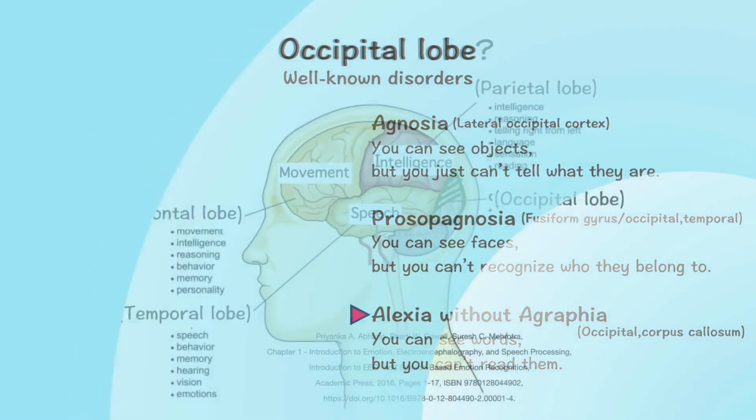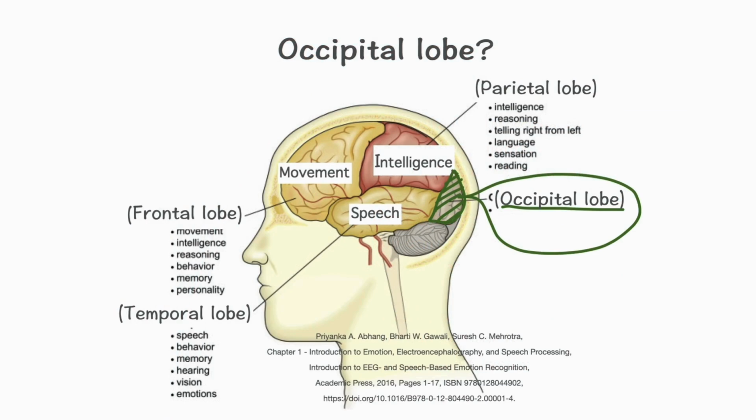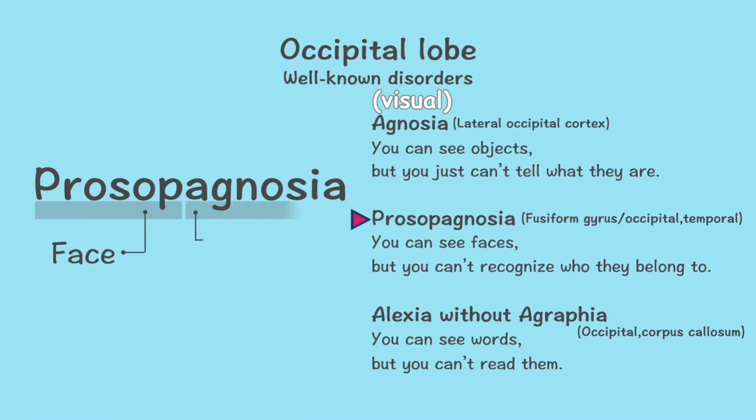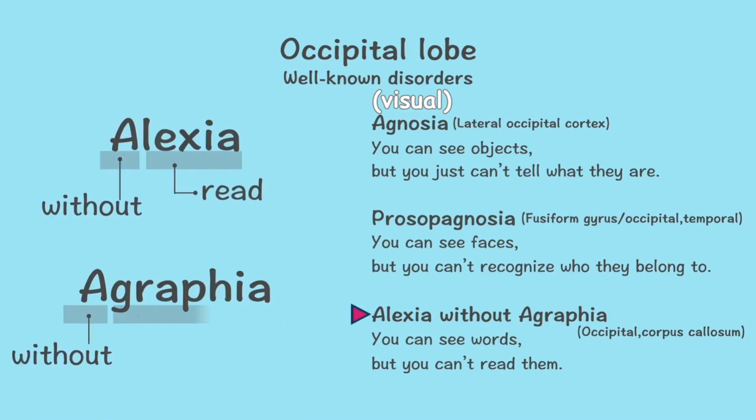The occipital lobe is the command center for vision. It's not just about seeing. Understanding is what truly matters. Agnosia, prosopagnosia, alexia without agraphia.